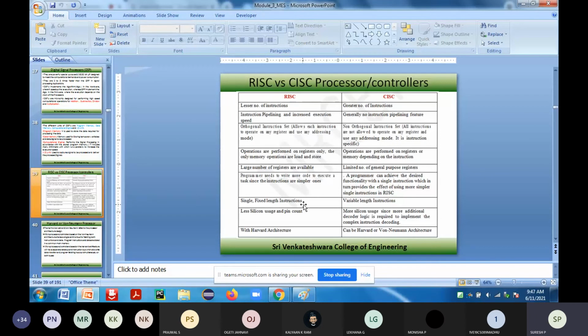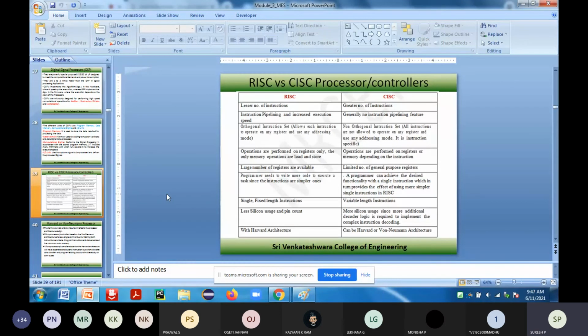But it has an effect. In RISC, you have fixed length instructions, each completing execution in a single clock cycle. In CISC, you have variable length instructions, and each instruction takes more than one clock cycle to complete. RISC has less silicon usage and pin counts. CISC has more silicon usage, since additional decoder logic is required to implement the complex instruction set computer. RISC machines are designed using the Harvard hardware architecture itself.